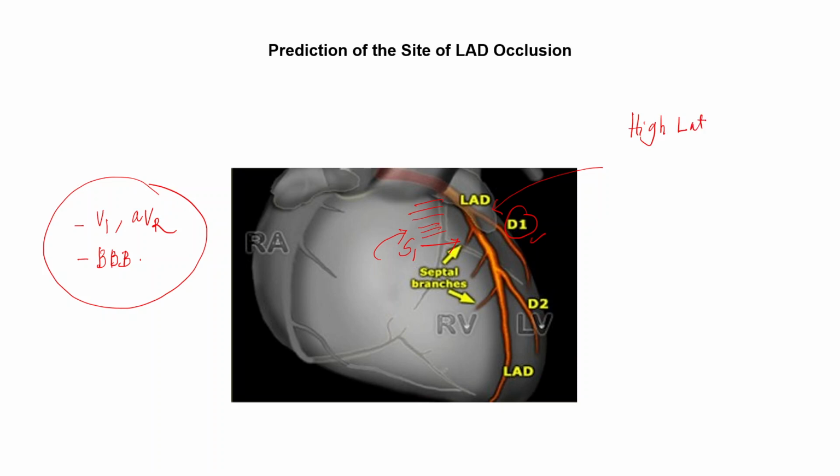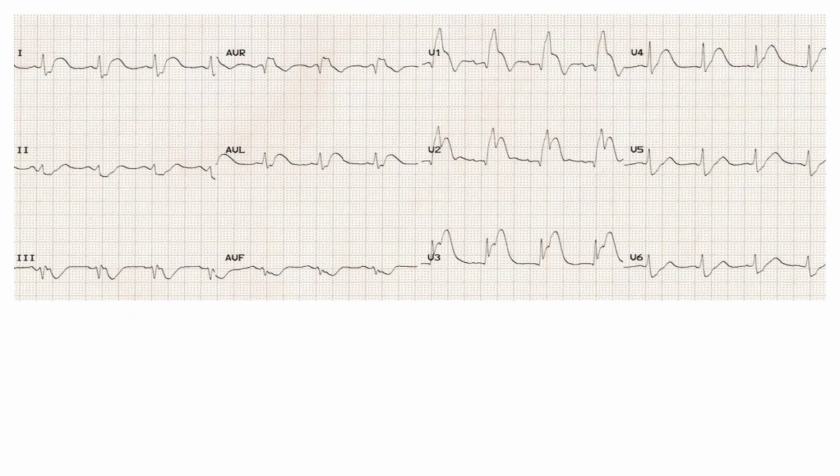This is high lateral section, and you will get ST elevation in lead 1 and aVL. I have already told you that high lateral is 1 and aVL, just lateral is V5, V6. So you will get ST elevation in 1 and aVL. That is occlusion above the D1. So these are the only points you have to remember from this.